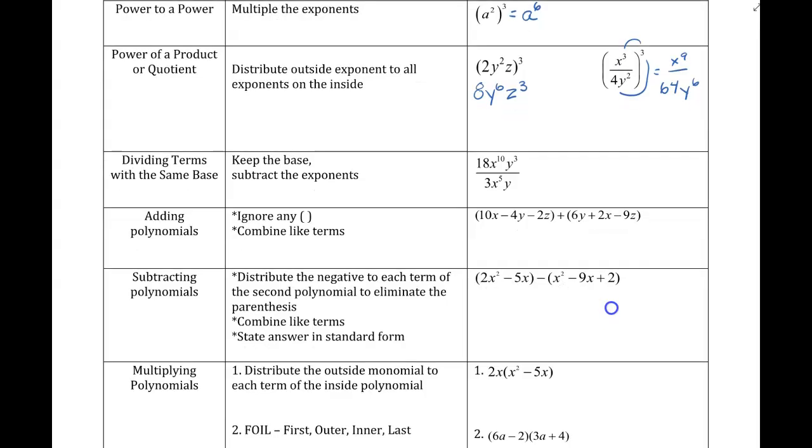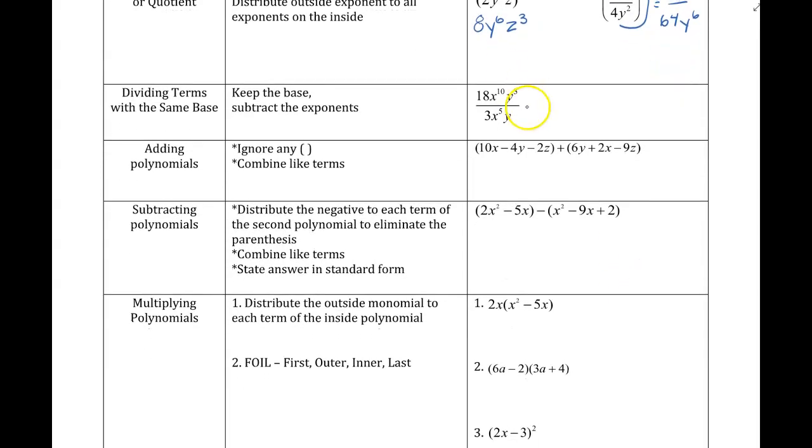When we divide with like bases, we're going to divide our coefficients like we normally would, so we'd have 6. But when dividing with those like bases, we just subtract those exponents. We'd have x to the 5th, y to the 2nd.